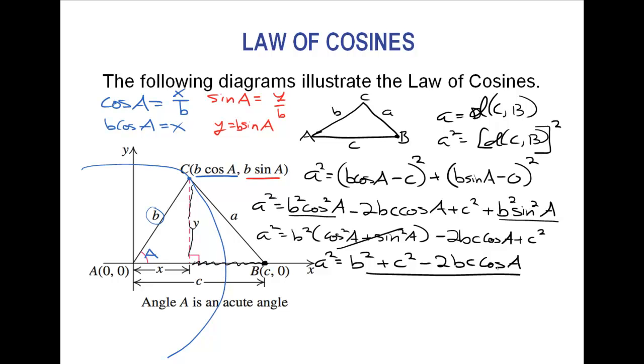We could derive the other two by just taking the triangle and rotating it and putting point B at the origin and doing it all over again, and then putting point C at the origin and doing it all over again, and you get the other two versions of the formula. So really all that's going on here is we're using the distance formula and the identity of cosine squared plus sine squared equals 1, and that's where the law of cosines comes from.